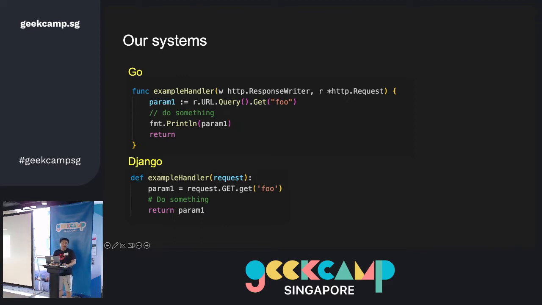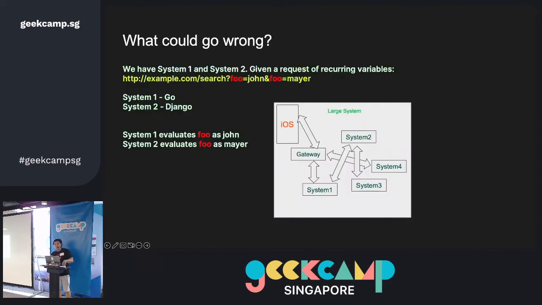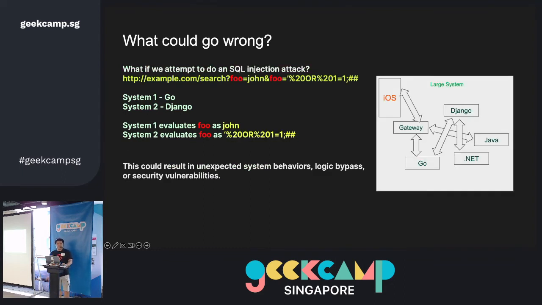What would happen is, the Go system, after going through the gateway, will evaluate foo as John. It says, okay, no problem, let's pass it on to the next system. And system 2 will evaluate it as Mayer. Now imagine I'm an adversary and I want to cause harm to your system. I will take advantage of this inconsistency and inject, probably, SQL injection as shown here.